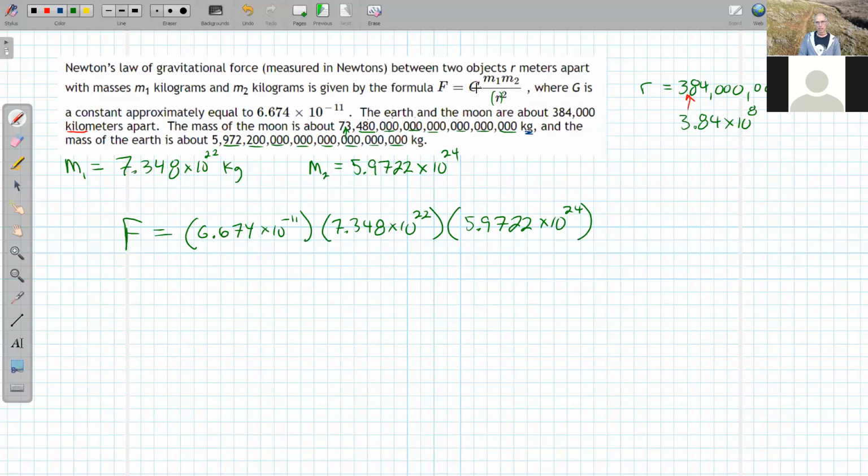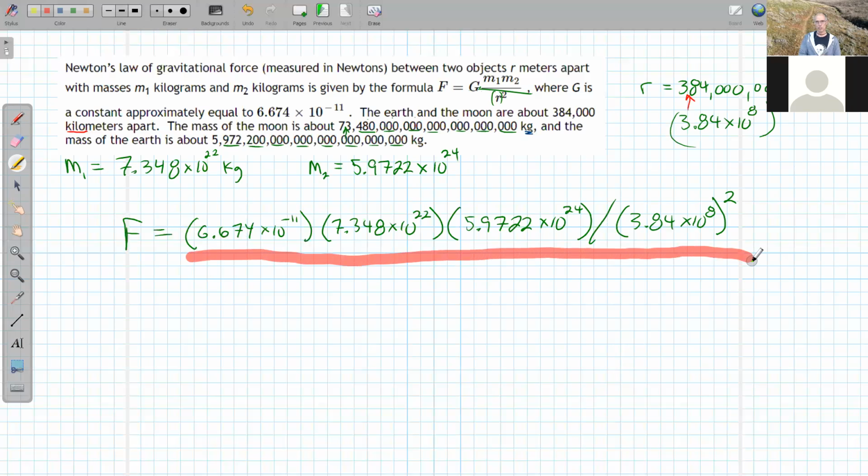Close that one, and then divide by the radius squared. So since this is complicated, it's got to go in parentheses, 3.84 times 10 to the 8th, and then square it outside the parentheses. So that's the way I would type this into a calculator. So it's just a matter of carefully pushing those buttons to make that happen.